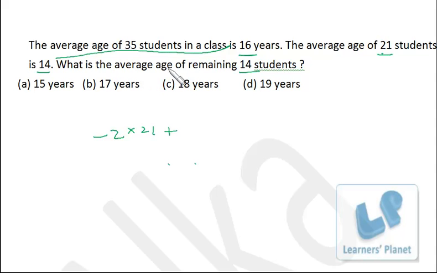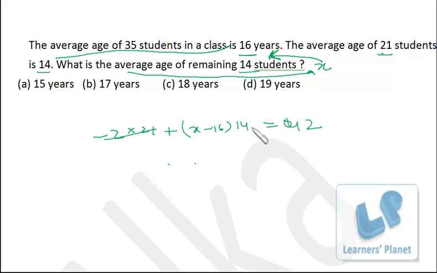Plus we assume the average age of these 14 students to be x. So the deviation will be x minus 16, and how many students are there? 14, and that should be equal to 0. So it is minus 42, it will go to this side, so it will be 42, it is 3, so x is equal to 19. What concept have we used? Just that the sum of deviations is 0.